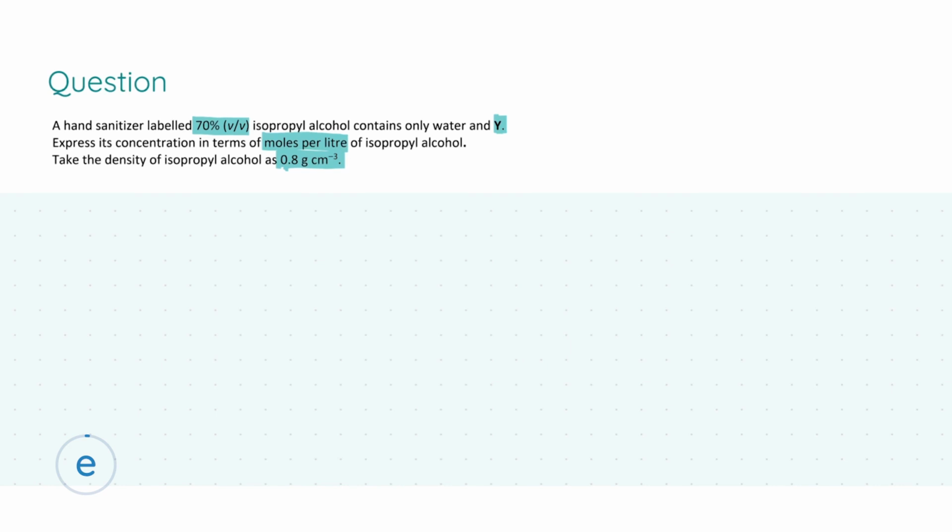Okay, so what does it mean, first of all, that it is 70% volume per volume? That means that there is 70 centimetres cubed of Y, and Y is, I'm just going to write it up here, CH3CHOHCH3, again just from the top of the question. So there's 70 centimetres cubed of Y per 100 centimetres cubed. Okay, now we're looking for moles per litre.